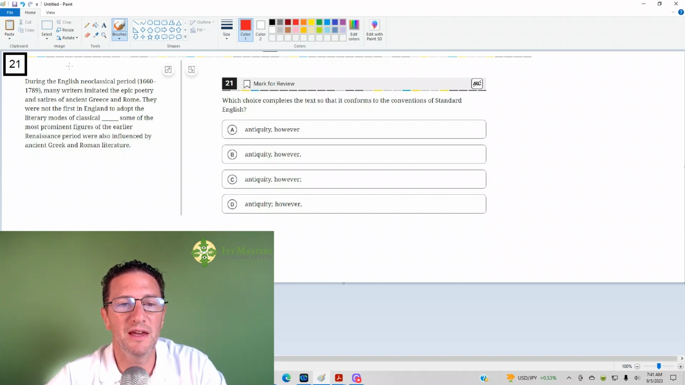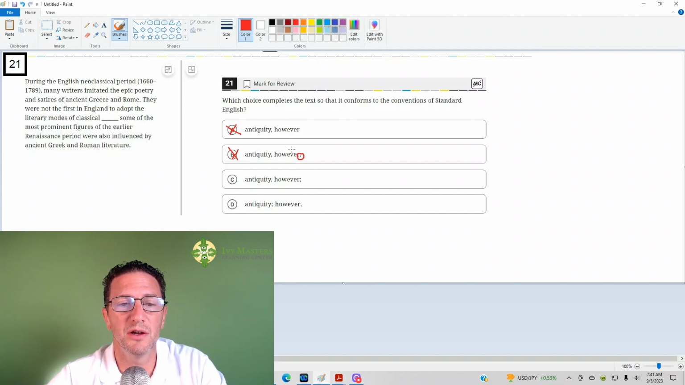So in that case, the correct answer cannot be A, and it cannot be B. We could say B is an example of a comma splice. When you've got a comma in the middle of the sentence, you cannot have an independent clause before and after. It's called a comma splice. It's a type of run-on sentence.